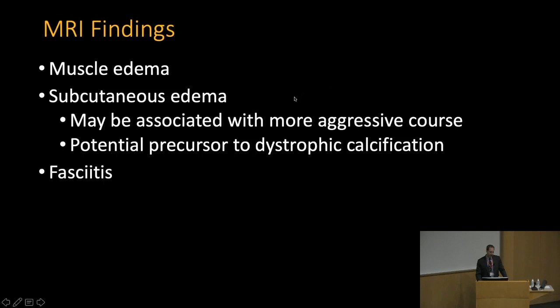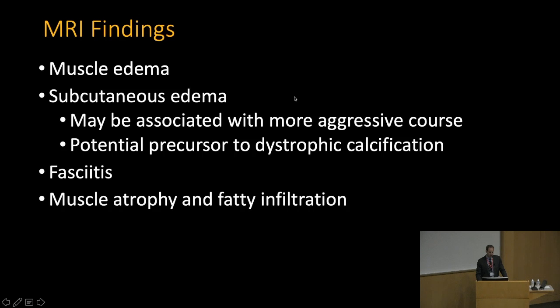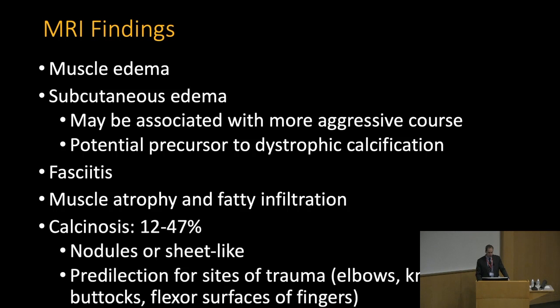Then we look for fasciitis, which I'll show images of. And we also look for muscle atrophy and fatty infiltration for more of the chronic disease. And we have calcinosis as well, seen in 12 to 47%, and it can have the appearance of nodules or sheet-like. I'll show examples of both. Predilection sites are sites of trauma as well: elbows, knees, buttocks, flexor surfaces of the fingers, as we've heard.